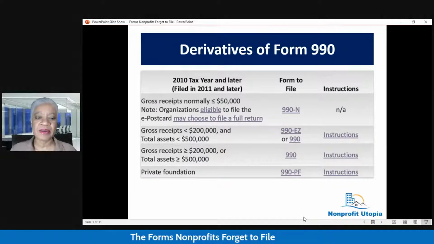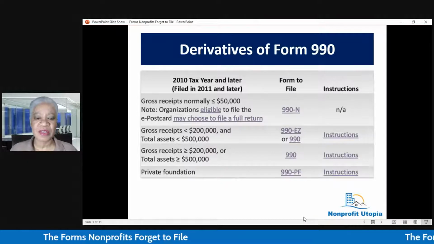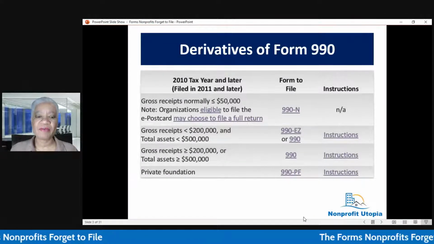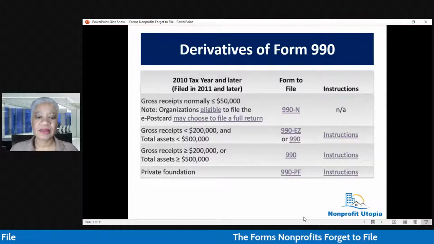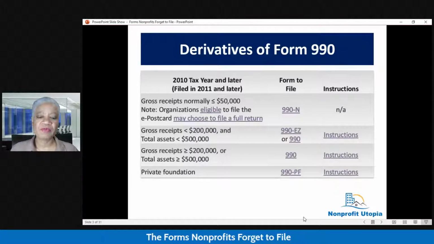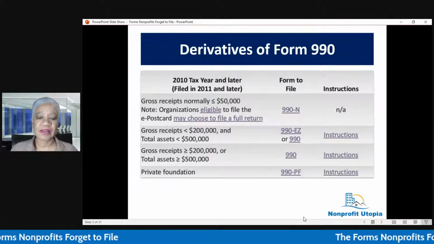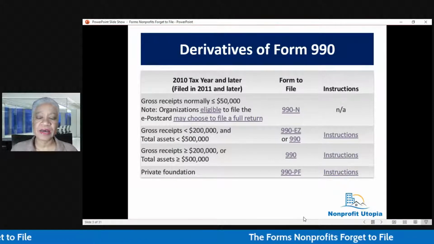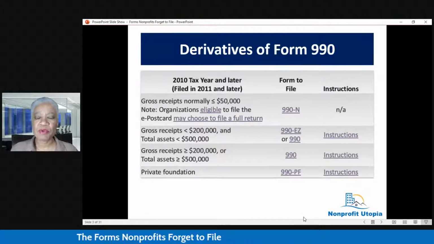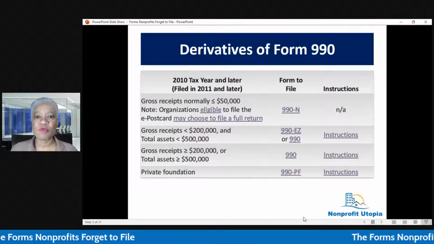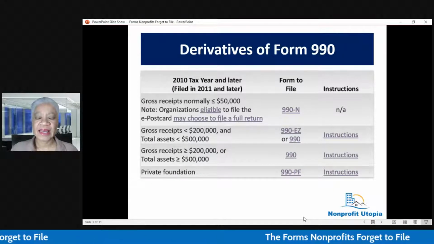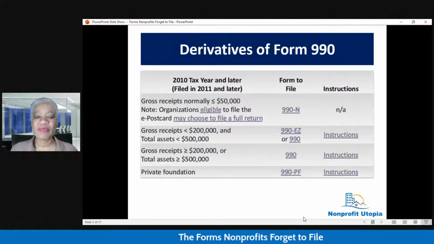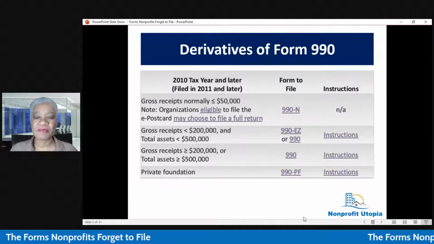It could be in the multi-millions, like hospitals and universities. Or, it's an either or, if you have assets of greater than $500,000. Your assets are things like money in the bank, your building, your equipment. At that point, you have to file the full Form 990.